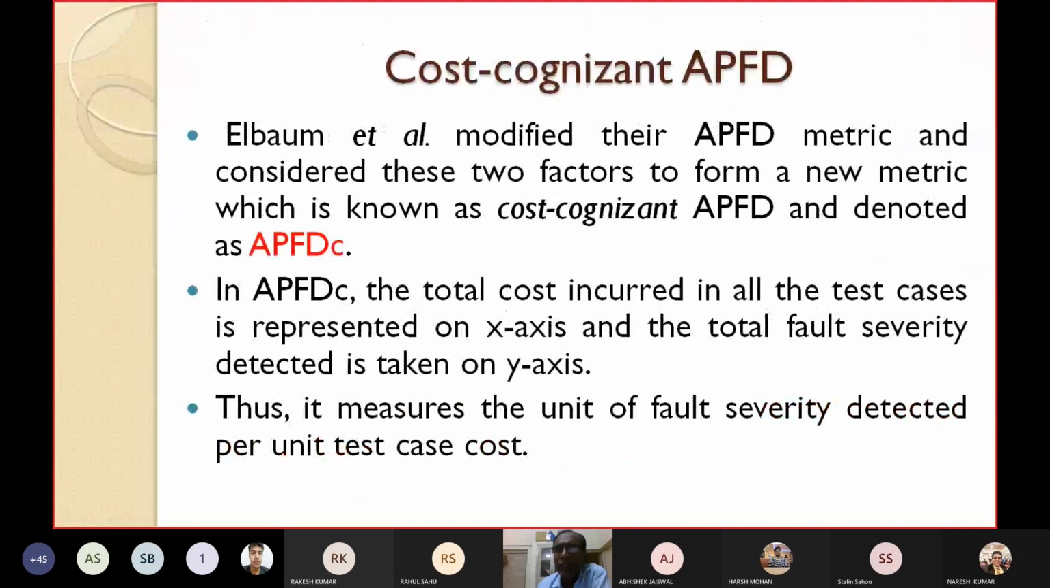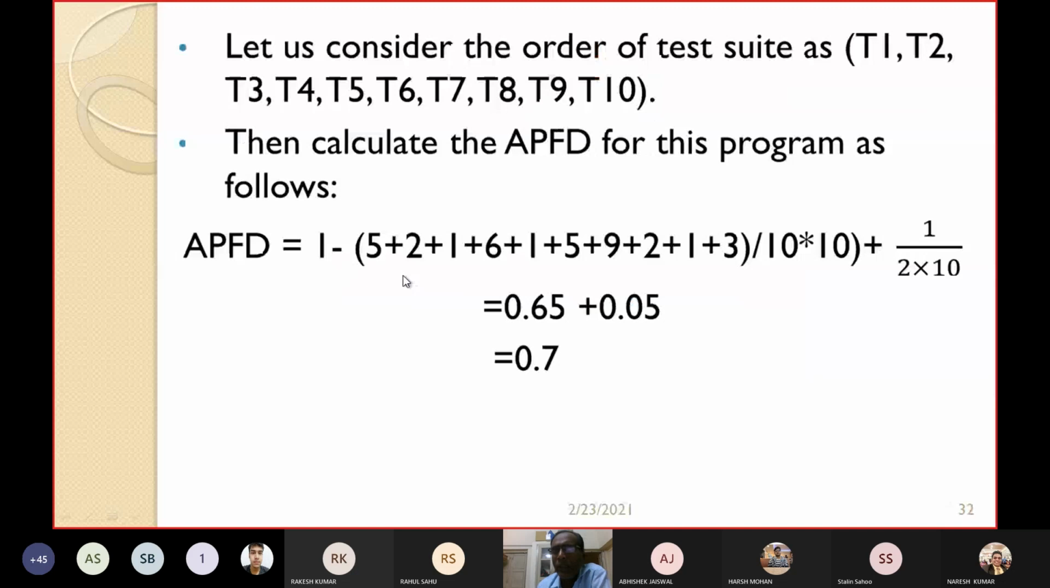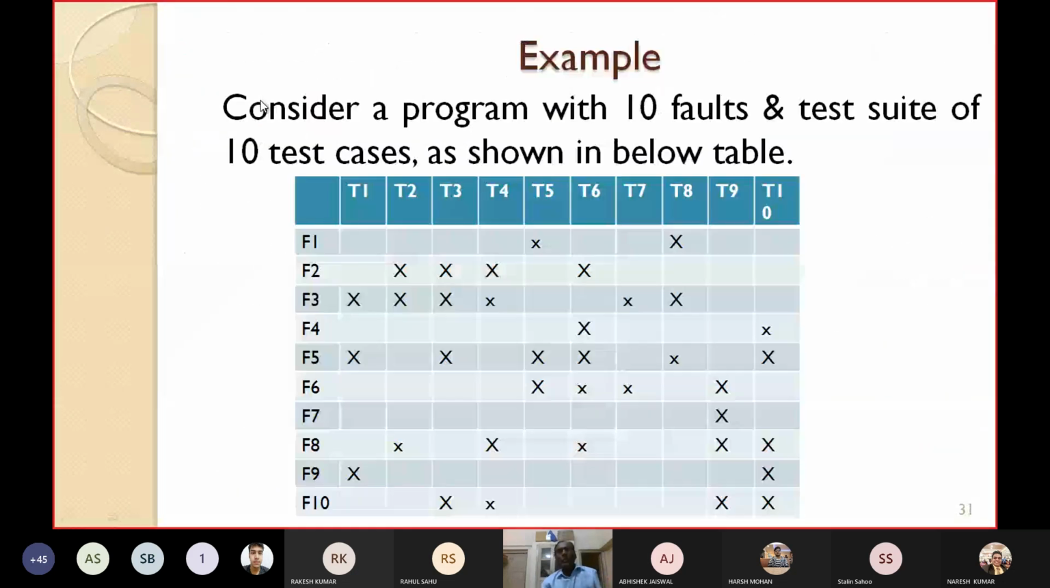Then what is N times M? N is the number of test cases, 10. M is the number of faults, also 10. So N times M is 10 times 10, divided by 1 by 2N, where N is also 10, so I have written 10 here. Evaluate this and you will get 0.7. So this is the FFD value for this order of tests.